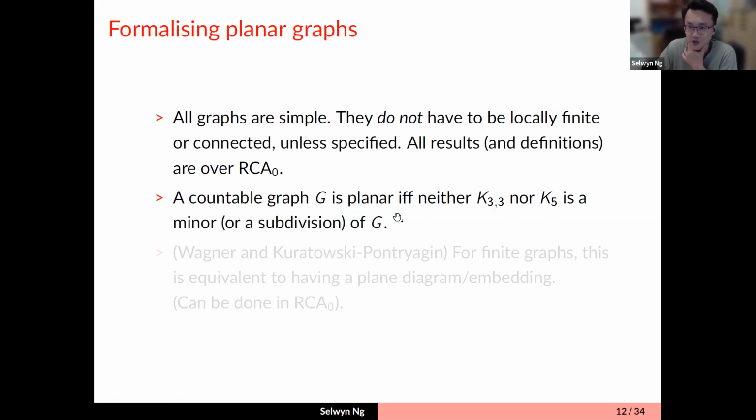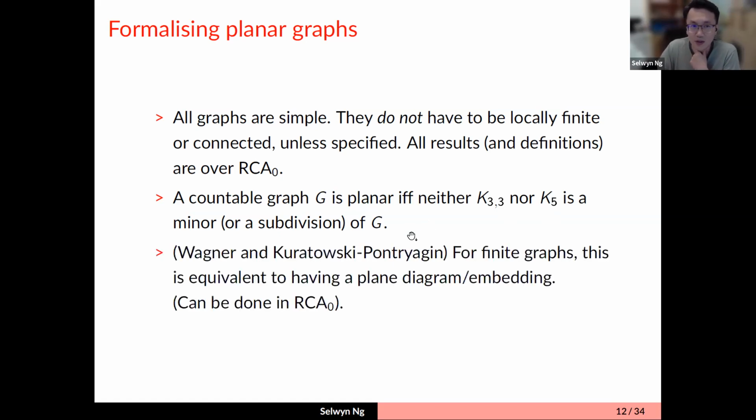a graph is planar if neither K3,3 nor K5 appears as a minor of G. Of course, it is well known, due to theorems of Wagner for minors and Kuratowski for subdivisions, that for finite graphs this is actually equivalent to having a plane embedding of the graph. You can very easily check that this can be proven in RCA because minimal induction is needed.